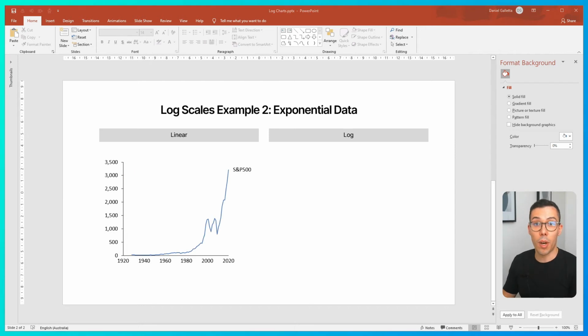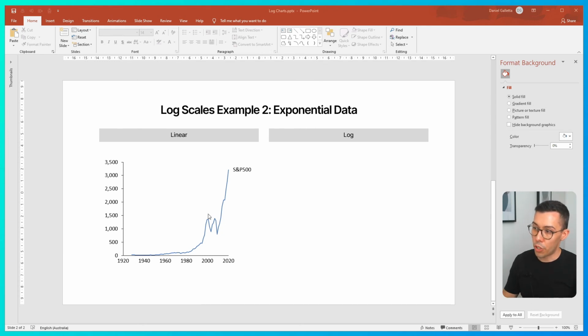So another reason why you might want to use a log scale is if the underlying data is exponential. And one example of exponential data is stock prices. So on this slide, I have a chart showing the growth of the S&P 500 over the last 100 years. And this chart uses a linear scale. And there's a couple of things that you should note with this linear scale. The first is that basically from 1920 to 1980, it's very hard to see anything because they've all been pushed down as it's grown over the last 20 or 30 years.